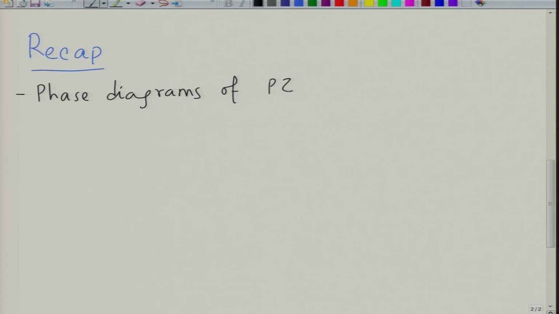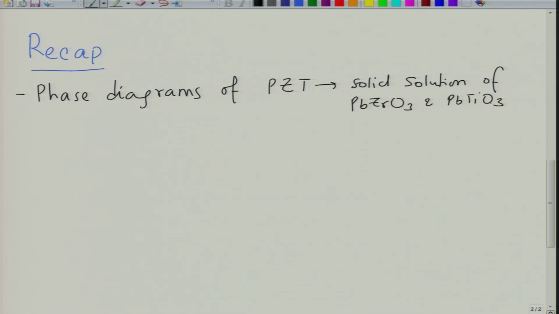of PZT, for example, which is a solid solution of PbZrO3 and PbTiO3. Both are perovskite structured compounds and they make extended solid solution. And the important thing about this phase diagram is that it contains a morphotropic phase boundary at 47-53 or nearly 50-50 composition, at which both rhombohedral and tetragonal phases coexist.